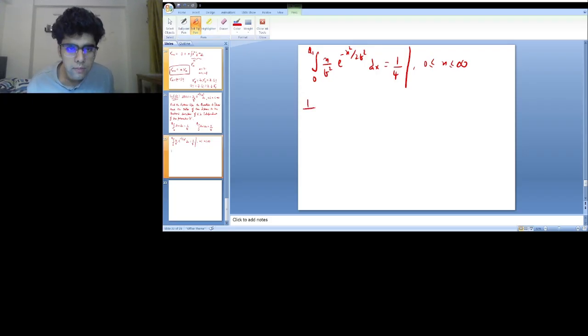So I'll be just taking out b square because it's a constant term. So the integral from 0 to Q1 of x e to the power minus x square by 2b square is equal to 1 by 4. But I'm not writing 1 by 4 here. I'm just solving this integral first. So I need to apply a substitution here.